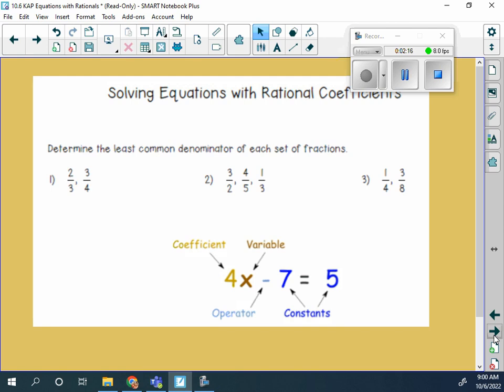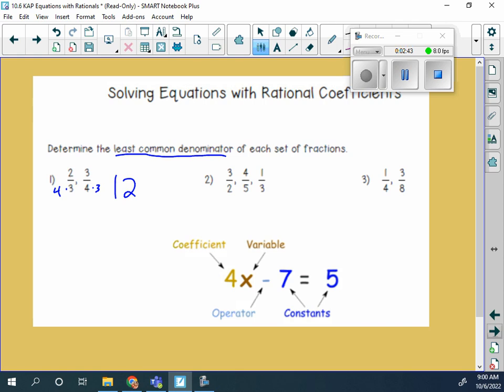So I have a predecessor to what we're actually going to do, and I'm asking you to find the least common denominator. So think back when we would add and subtract fractions. If I was doing 2/3 plus 3/4, what would the least common denominator be? 12, right? Yeah, because I could turn 3 into 12 by multiplying by 4, and I could turn 4 into 12 by multiplying by 3, correct?